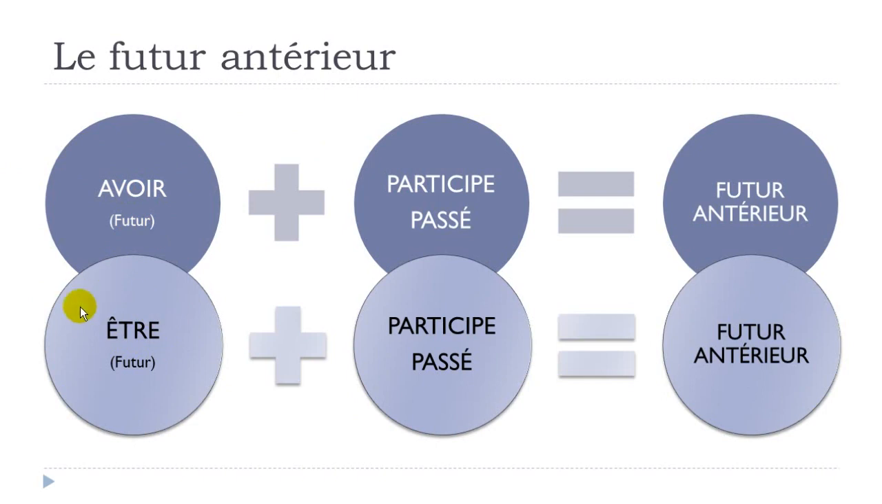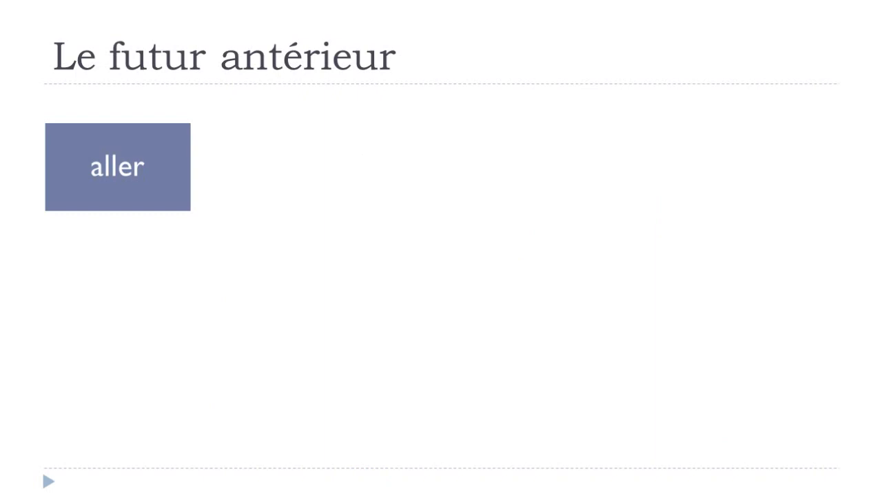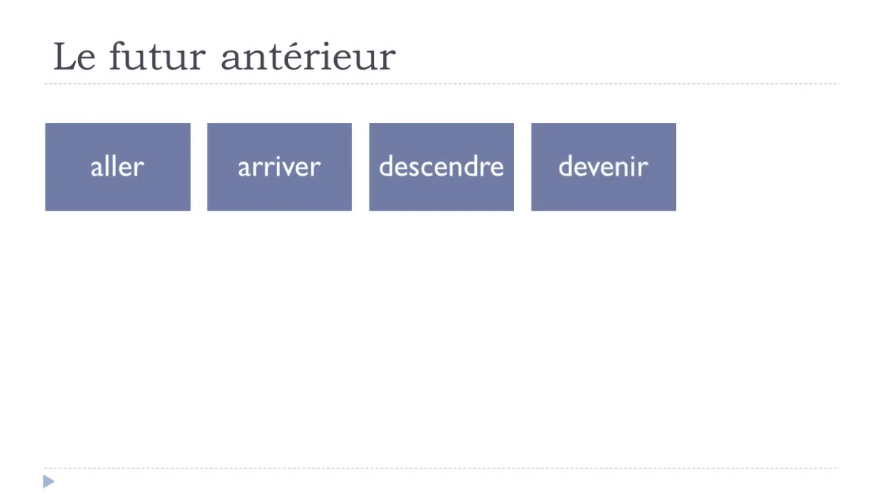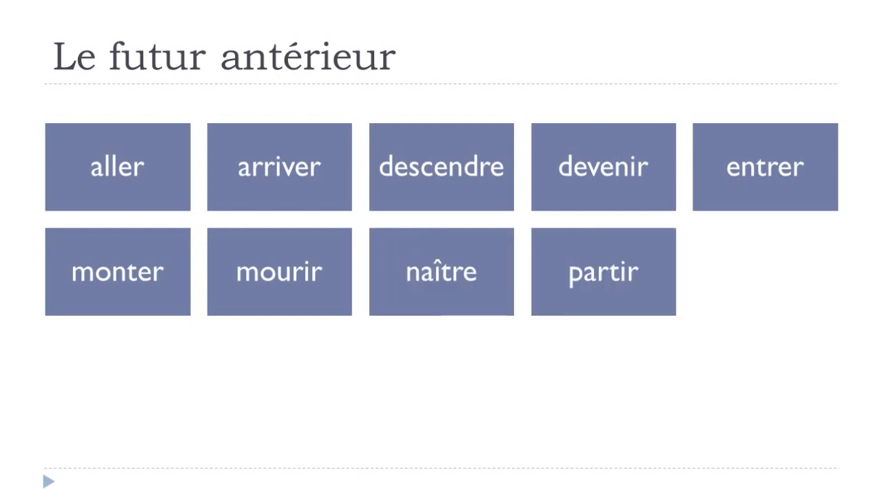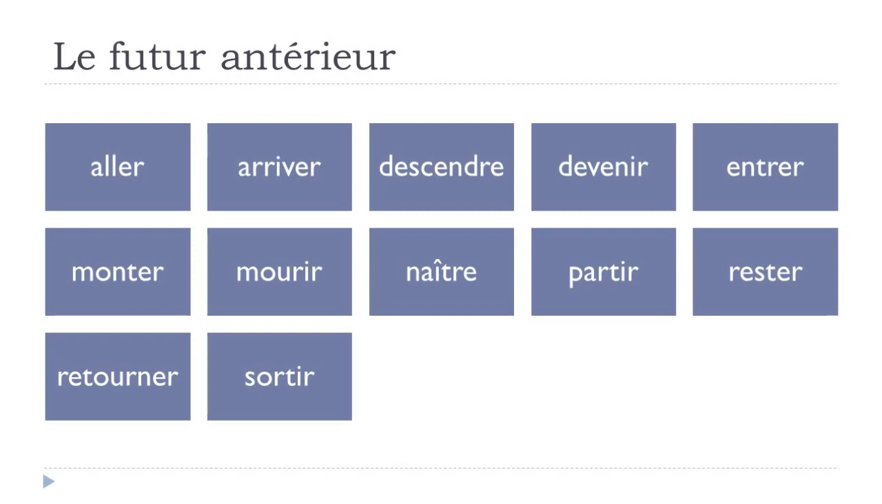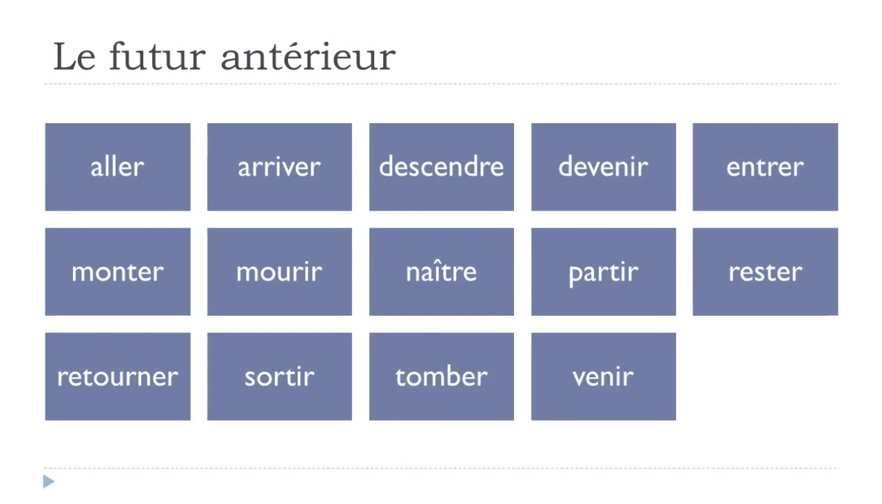Okay, and if you use être for some verbs at the passé composé, it will be exactly the same thing, but keep in mind that here it should be at the futur form. So remember that for être we've got aller, to go, arriver, to arrive, descendre, to go down, devenir, to become, entrer, to enter, to come in, monter, to go up, mourir, to die, naître, born, partir, to leave, rester, to stay, retourner, to return, sortir, to go out, tomber, to fall, and then venir, to come. Keep in mind that all these verbs will require être.